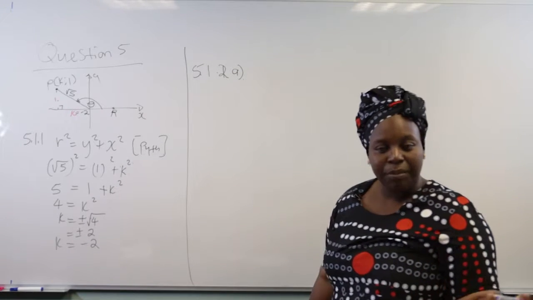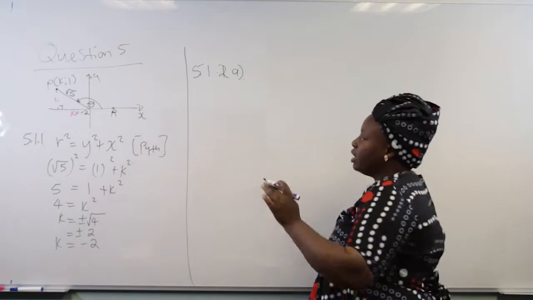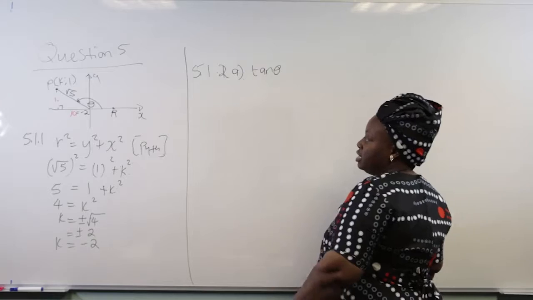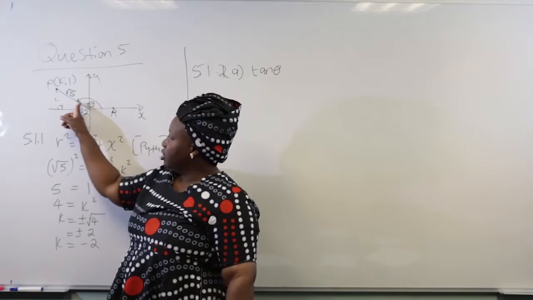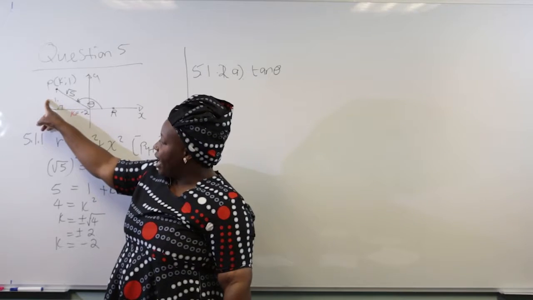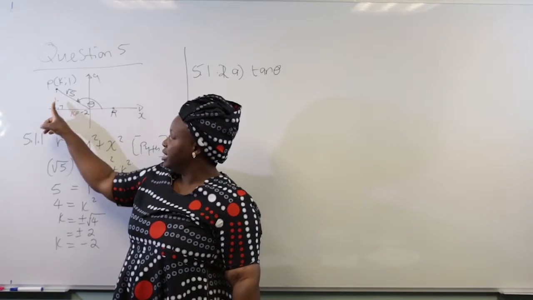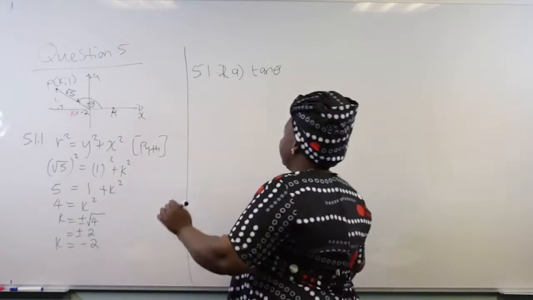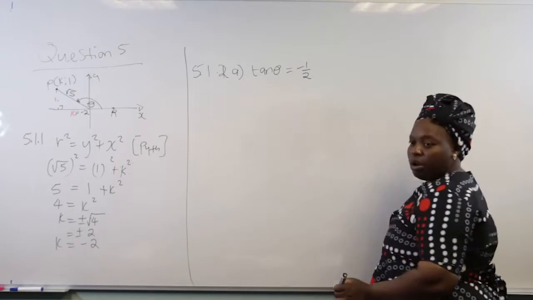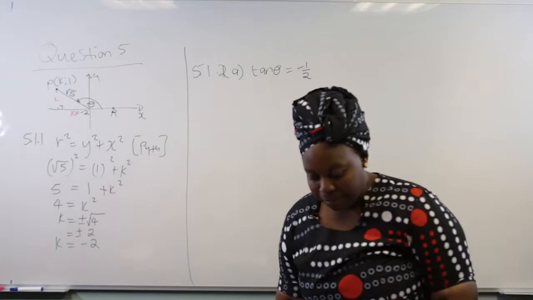Tan theta. Now, tan theta, we can find it by saying it is opposite over adjacent. It's going to be y over x. So it means it's 1 divided by negative 2, which gives us negative 1 over 2. That is how we find our tan theta.